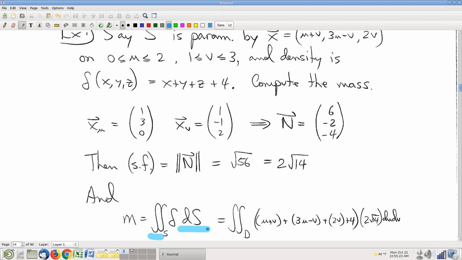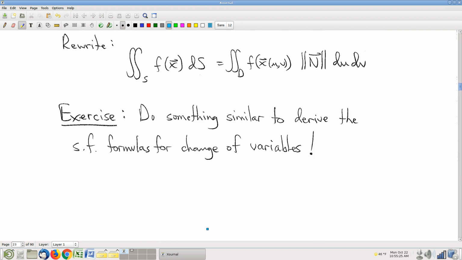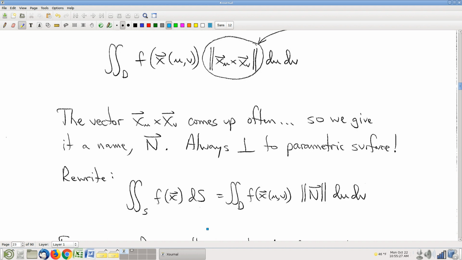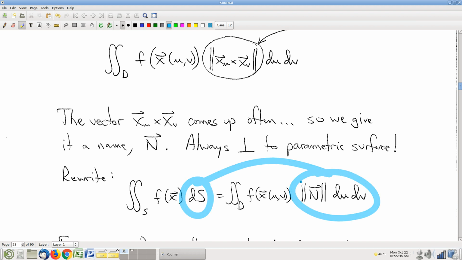So how do we compute a surface integral? Well, here's our formula. It's just a pullback. Good news, the formula for the pullback is always the same. So dS is the magnitude of capital N times du dv, or whatever your pullback parameters are. So it's very plug and chug. So here we go.